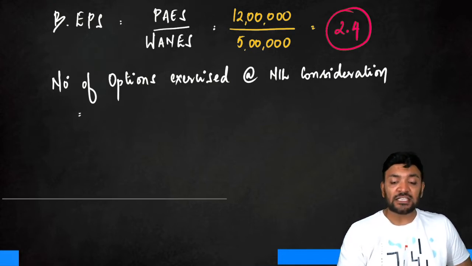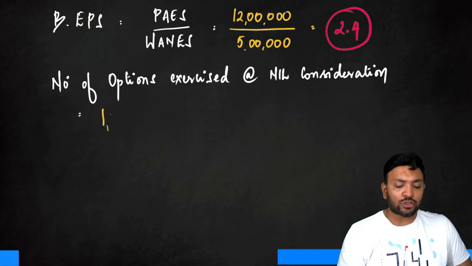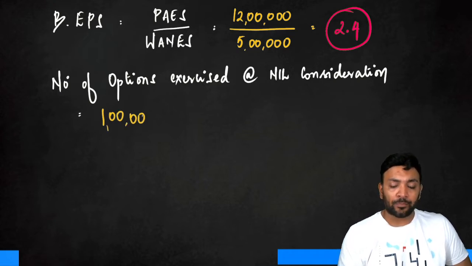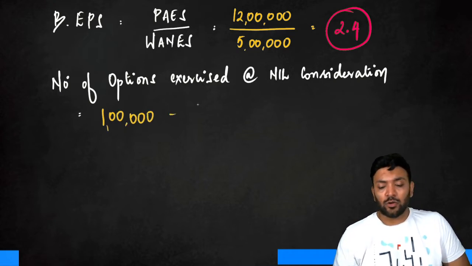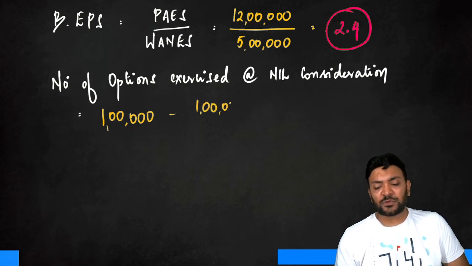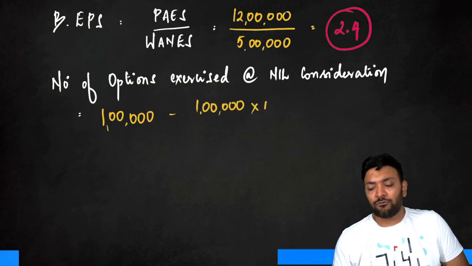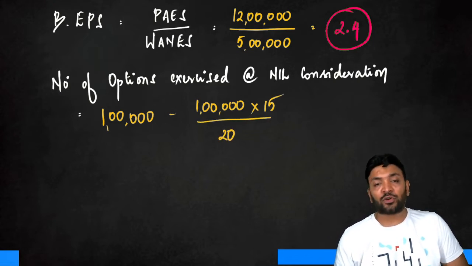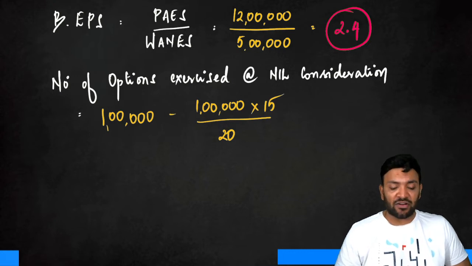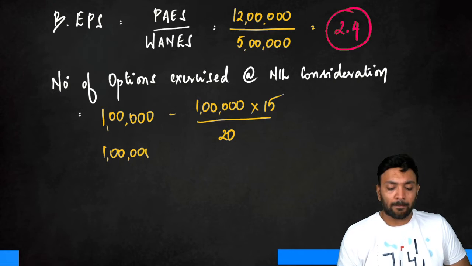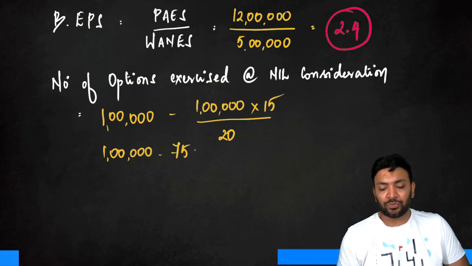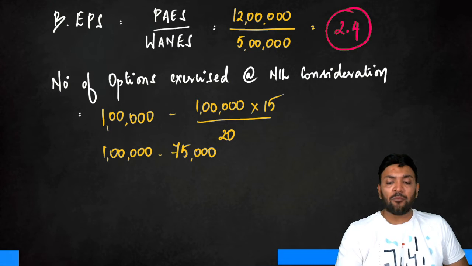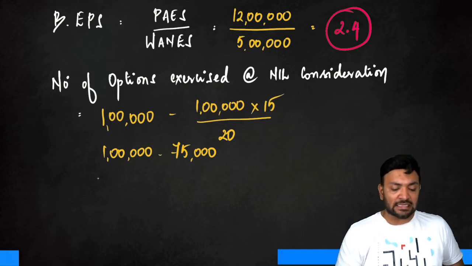My number of options exercised at nil consideration is total number of options 1 lakh minus proceeds from exercise of options, 1 lakh into 15 rupees, the exercise price, divided by the market price of 20, which will make it 75,000. So this is nothing but 1 lakh minus 75,000. Therefore, the number of options exercised at nil consideration will be considered as 25,000.